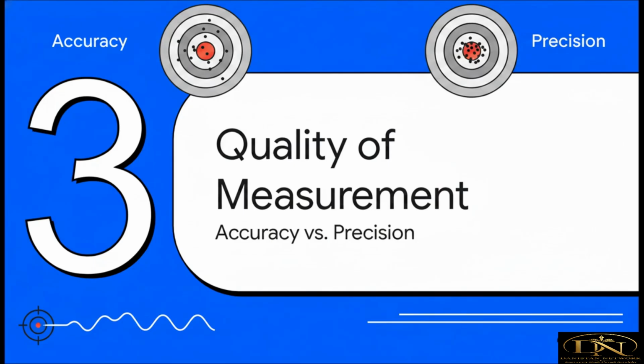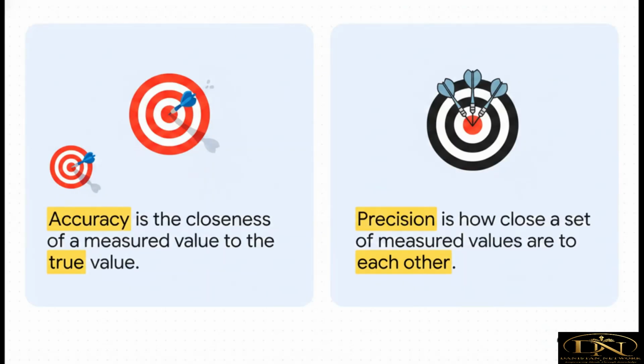Okay, we've covered scale and we've covered structure. Now, for maybe the most important part, how do we know if a measurement is any good? And this brings us to a really crucial idea that a lot of people mix up, the difference between being accurate and being precise. So here it is, side by side.